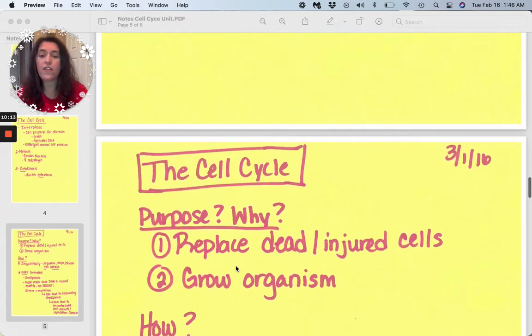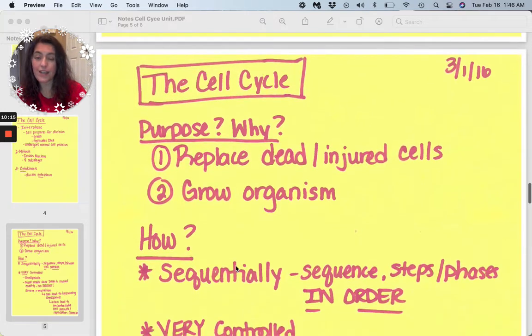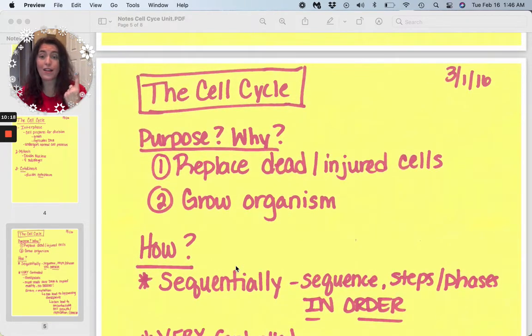Now, the other thing that we're going to talk about is how. How does this happen? Number one is that this is very, very sequential. Every step has to happen in a specific order. So step 1, then step 2, then step 3. So mitosis has to happen before cytokinesis. And as you're going to delve into mitosis, and you're going to delve into those 4 substages of mitosis, each one of them has to happen before the next one. So it's going to have to go in very sequential order.